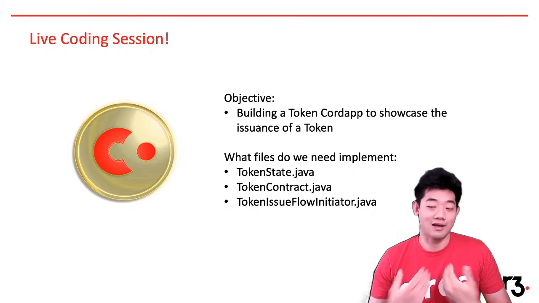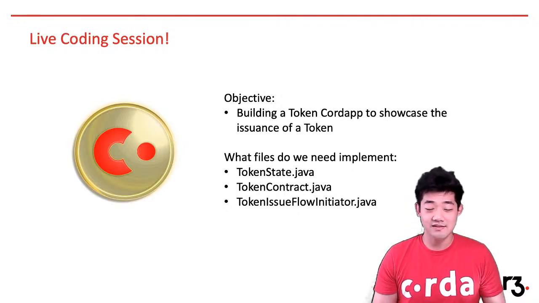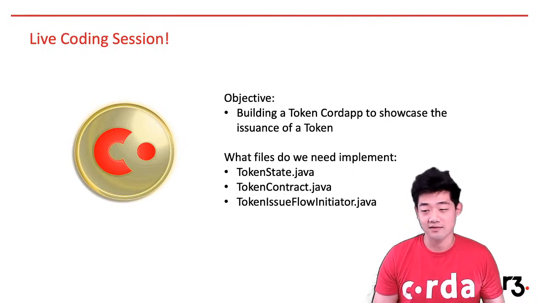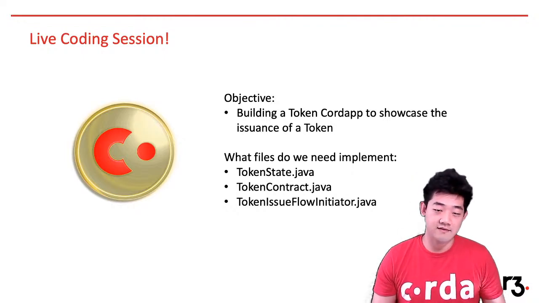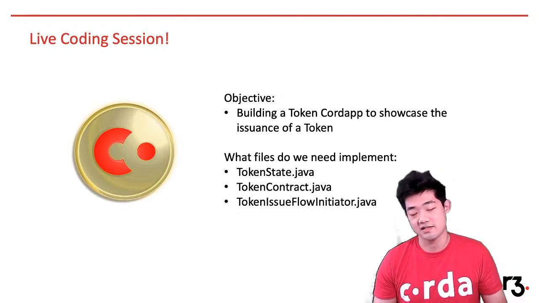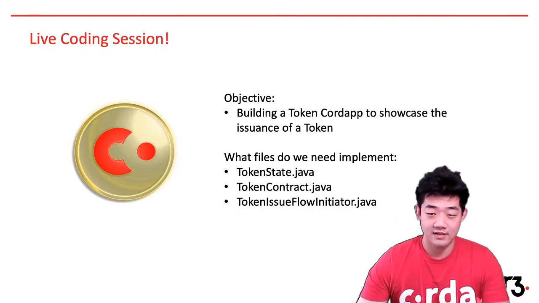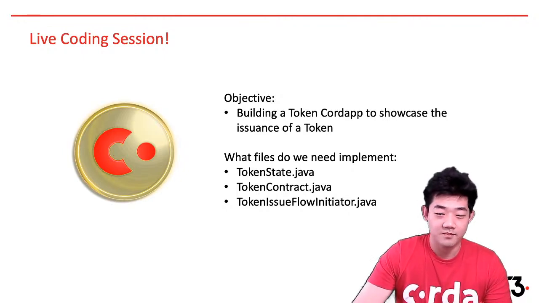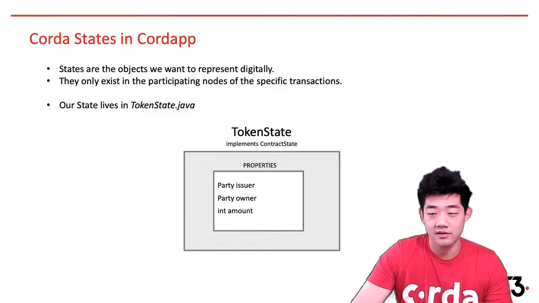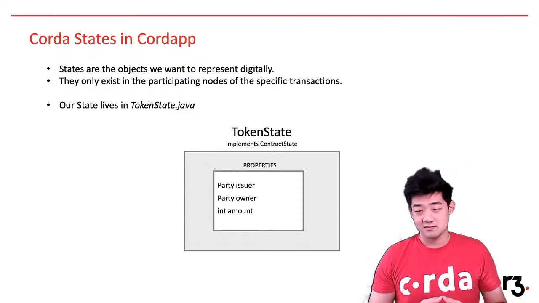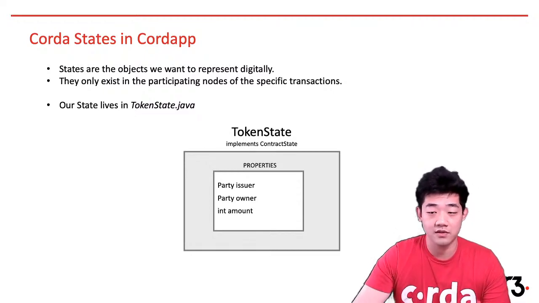And I'm gonna show you how to implement these three files all together today: the TokenState.java, TokenContract.java, and then TokenIssueFlowInitiator.java. Let's begin. So for token state, what we are seeing here in the box is actually the three properties of the token state.